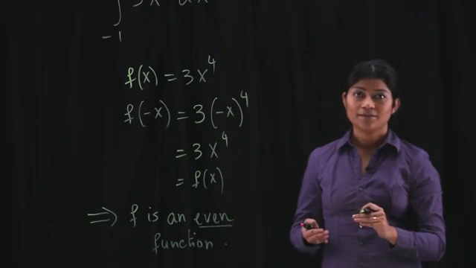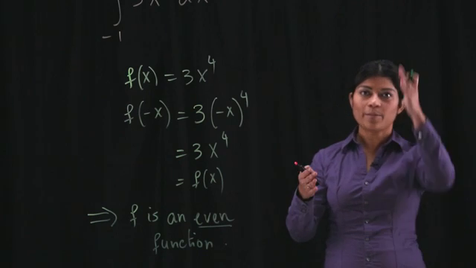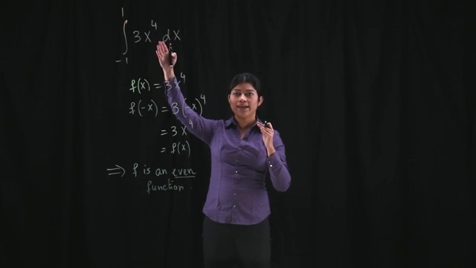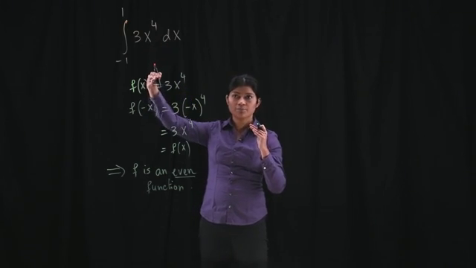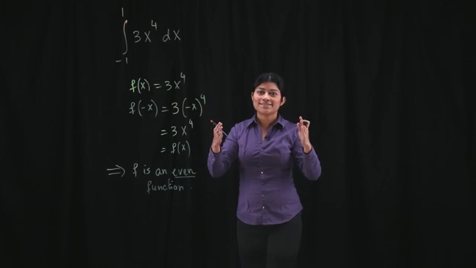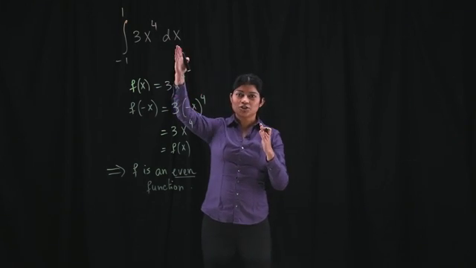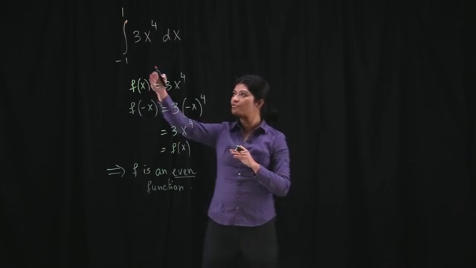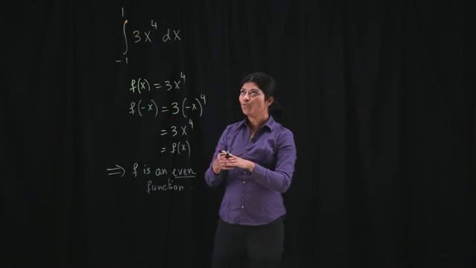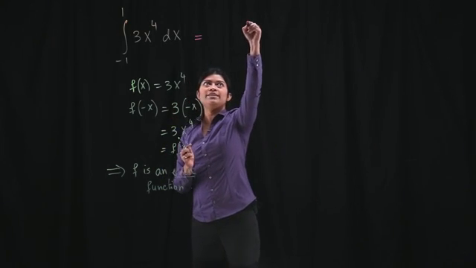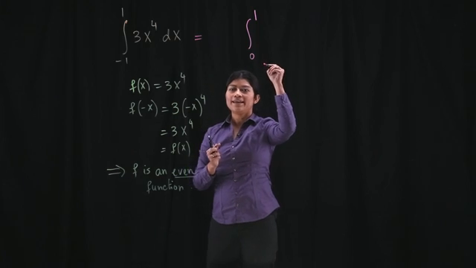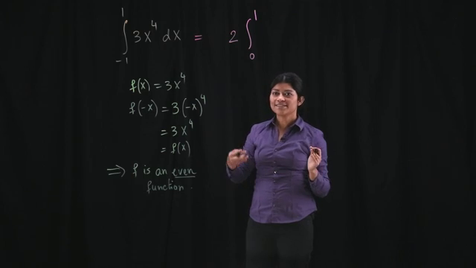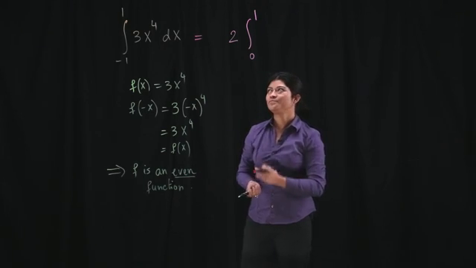Okay, what does that mean? That means that this function is symmetric about the y-axis. So notice what we have to do. We have to find the area of the region under the curve between -1 and 1. Since it's an even function, this region is equal on both sides of the y-axis. So we don't have to evaluate from -1 to 1. We can just evaluate the area from 0 to 1 and then multiply that by 2, and that will give us the entire area. That's the property of even functions that we're going to use.